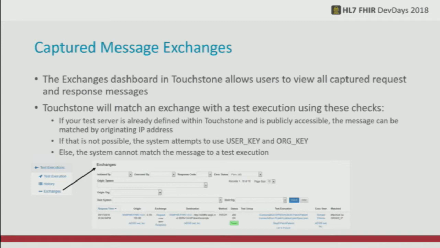So if we can't match, then, well, what happens? We still record it. And so there's a screen in Touchstone for the captured message exchanges. So if we did make a match, you'll see that we actually have it correlated to a test execution, and we can see what the status is. But if we didn't make that correlation, this would be empty, and we would be just a recording of the inbound request.